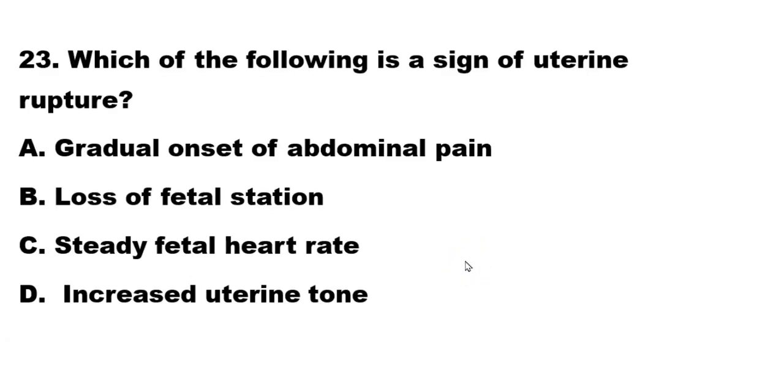Okay, the next question. Which one of the following is a sign of uterine rupture? A. Gradual onset of abdominal pain, B. Loss of fetal station, C. Steady fetal heart rate, D. Increased uterine tone. Think over it for 5 seconds.